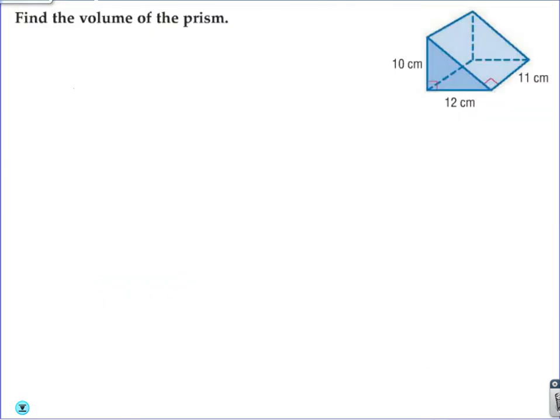So here we go. This is not sitting on its base. The base of this prism is a triangle. In our head, I would like to find the area of that triangle. Alex, do that for me. What do you get?